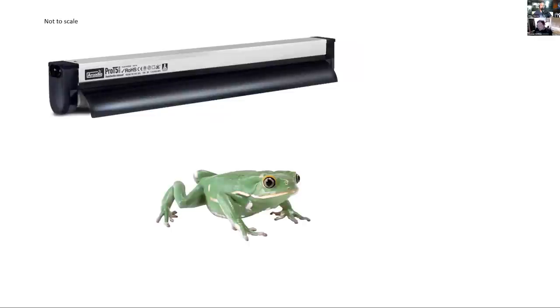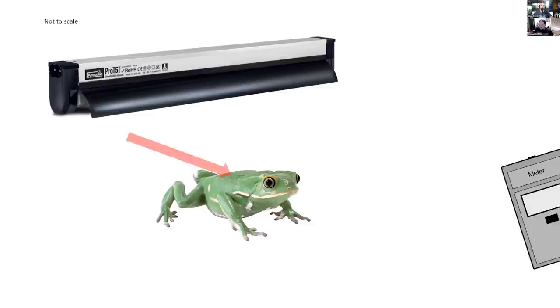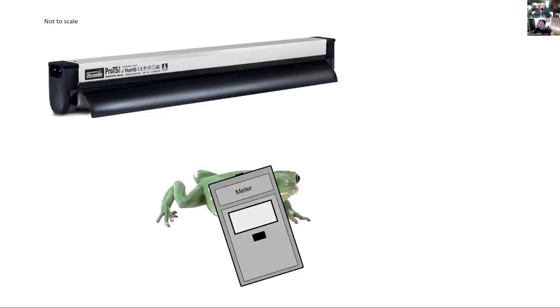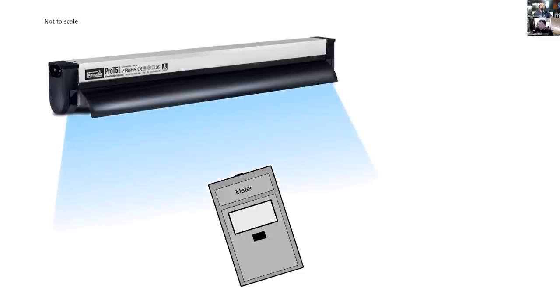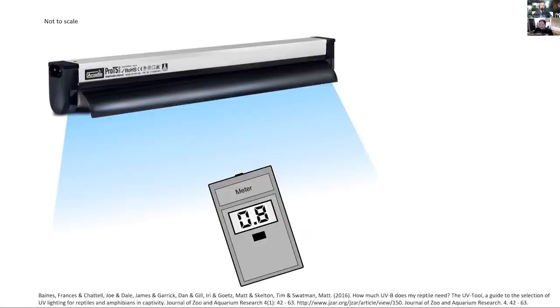The way we use one, generally, is we have our animals. In this case, it's a frog of some kind. We want to determine how far away the animal's back is from the lamp, and we put our meter at that level, making sure the sensor specifically is at the level of the animal's back. We have the lights turned on. That's really important. Usually we'll have them on for about an hour before testing to warm up. We'll point the sensor at the light, press the button, and then we'll get a readout on the front of the meter. And that readout is our UVI.